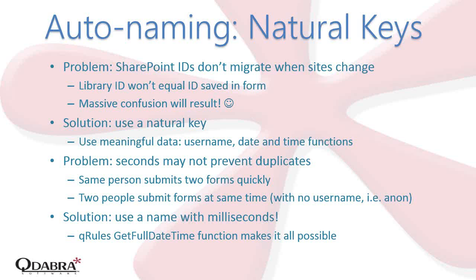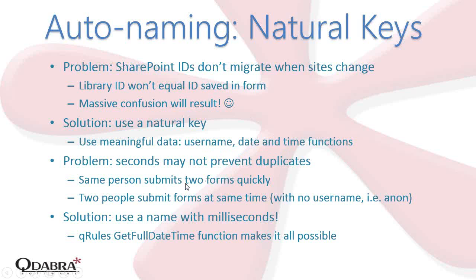However, if you migrate your form from one site to another, those IDs will all change, even though the IDs in the form did not, and there'll be massive confusion. So don't use the IDs if you're going to be migrating your data a lot. They're fine for most cases, but if you want to be a little better, use natural keys. Natural keys are meaningful. They have natural data. You're using the form's field data to create a key that is unique. And username and date time are great options here.